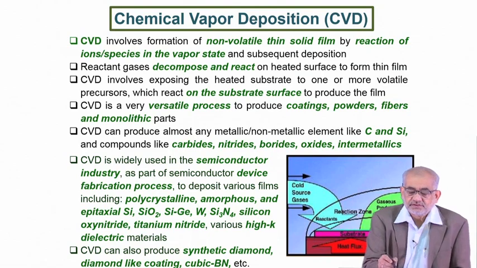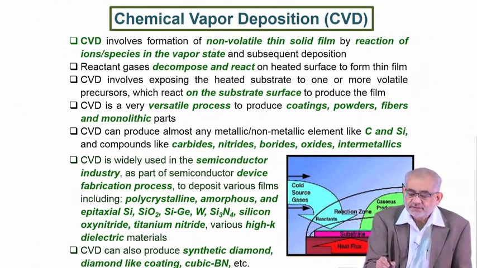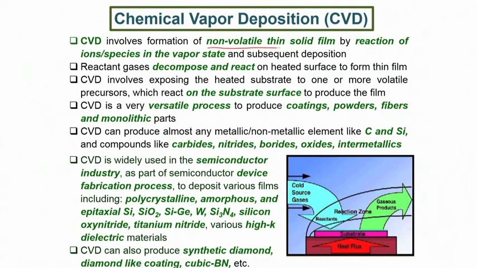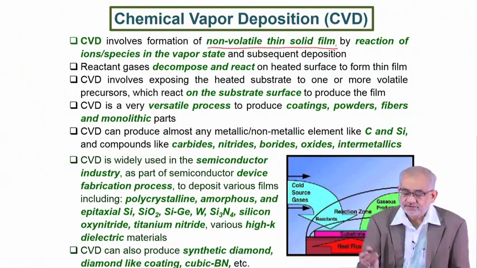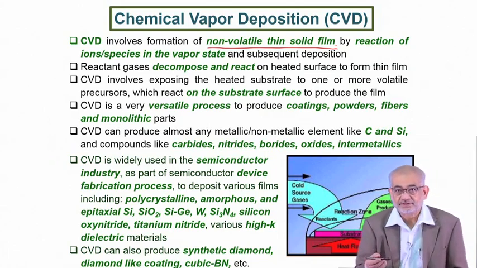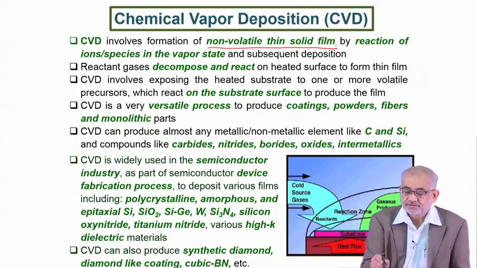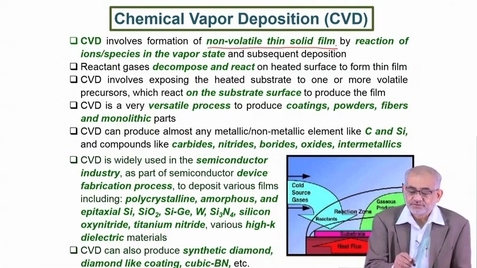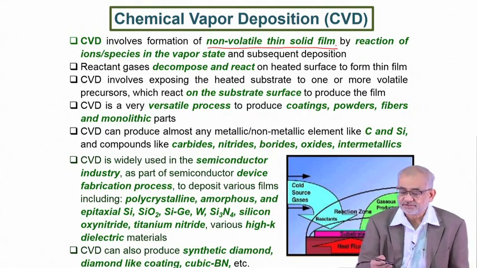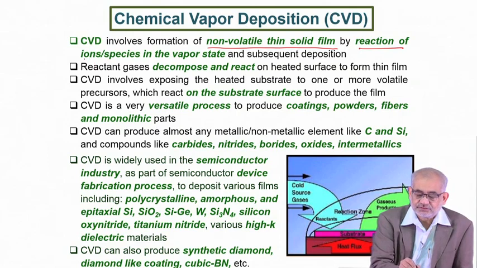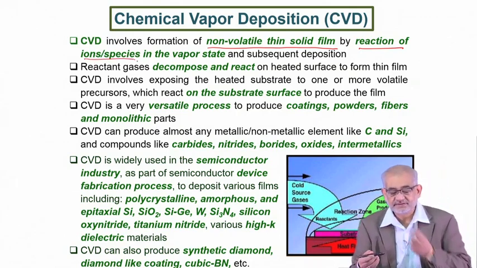Now, we intend to produce a non-volatile thin solid film. The deposit can be a pure metal, a compound, or an alloy, but the film that we develop should be essentially non-volatile, so that in the reaction chamber it doesn't go back into the vapor state again. And this film is produced by the reaction, through certain ionic species that we create in the vapor phase.